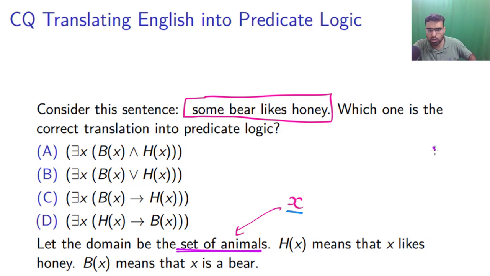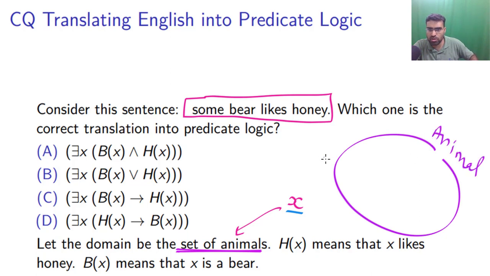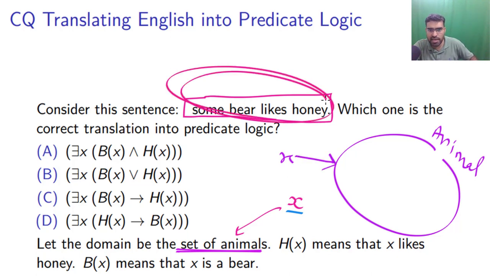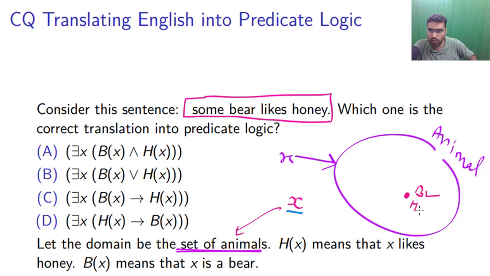So the domain is the set of all animals. I can say this is your domain, animals. In this domain you have all the animals, and this variable x will refer to the domain. This is the domain, and we are saying that some bear likes honey. At least one bear likes honey. In this domain there is at least one element which is a bear also and who likes honey also.